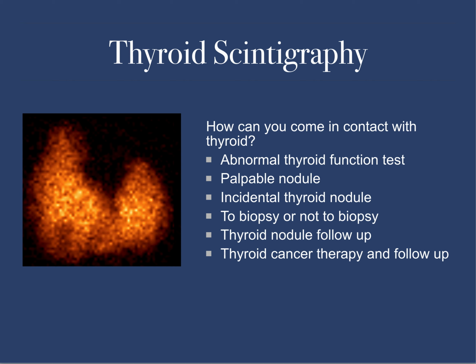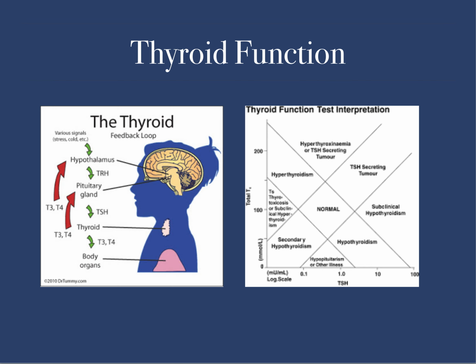So how can you come into contact with one of these tests? In reality, there are only two appropriate indications. Number one is abnormal thyroid function test, which should be followed by thyroid scintigraphy and not thyroid ultrasound. The second is thyroid cancer therapy and follow-up. These are much less common than abnormal TFTs. Indications such as palpable nodule, incidental thyroid nodule, decisions to biopsy or not to biopsy, and thyroid nodule follow-up are not appropriate uses of nuclear medicine thyroid scintigraphy.